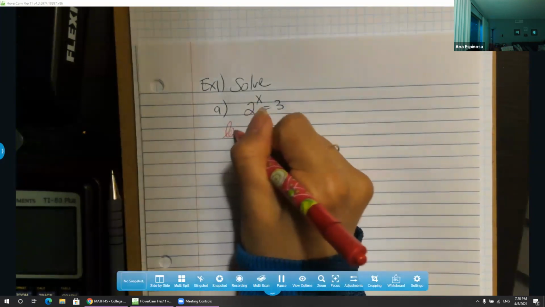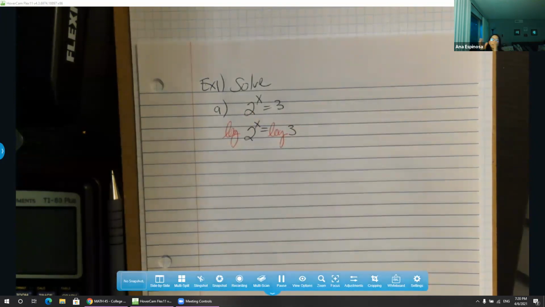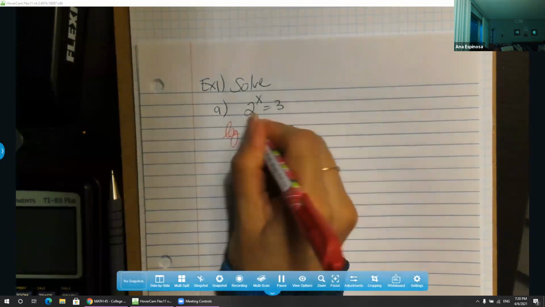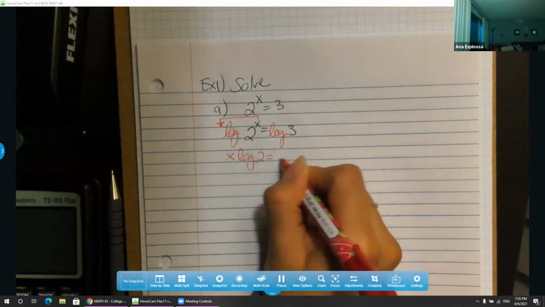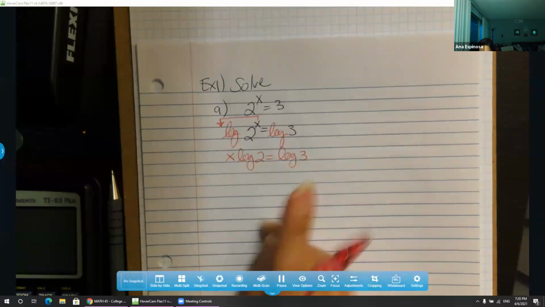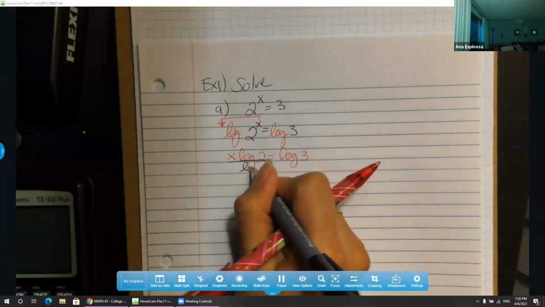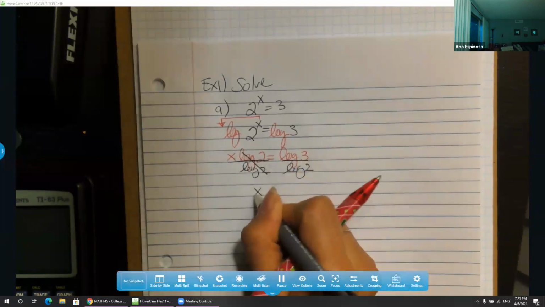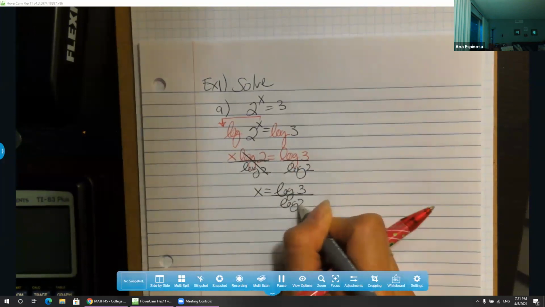So I can take the log of each of the bases. Once I have log of something to the something, this x can come down. Log of 2, log of 3, they are just numbers. They're ugly numbers, but they're still numbers. So when I do this, that's my answer: x equals the log of 3 over the log of 2.